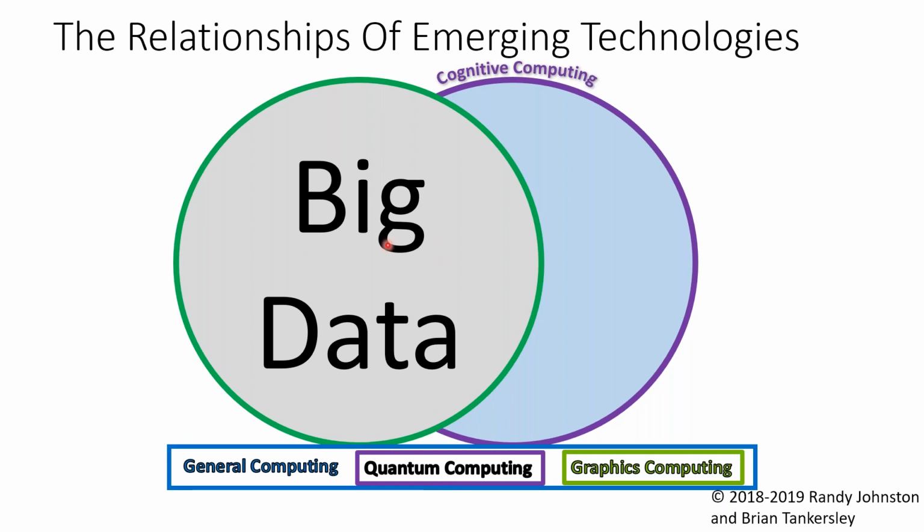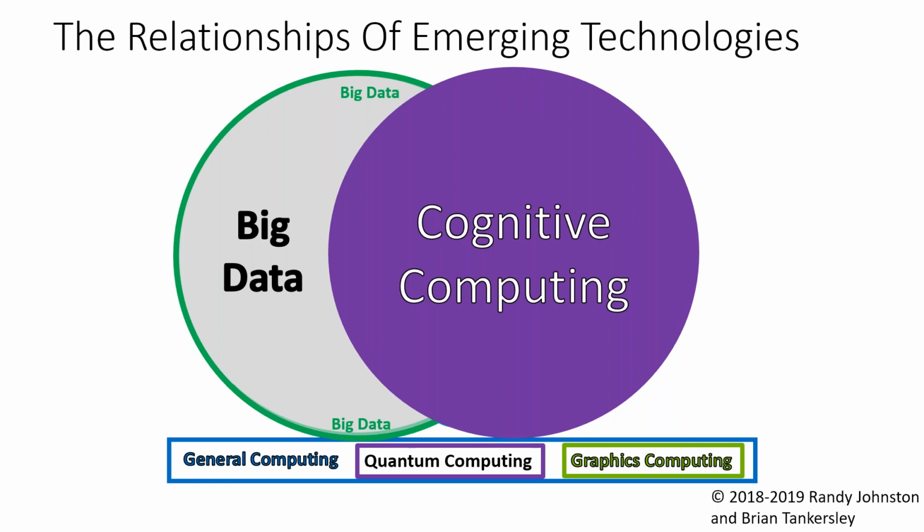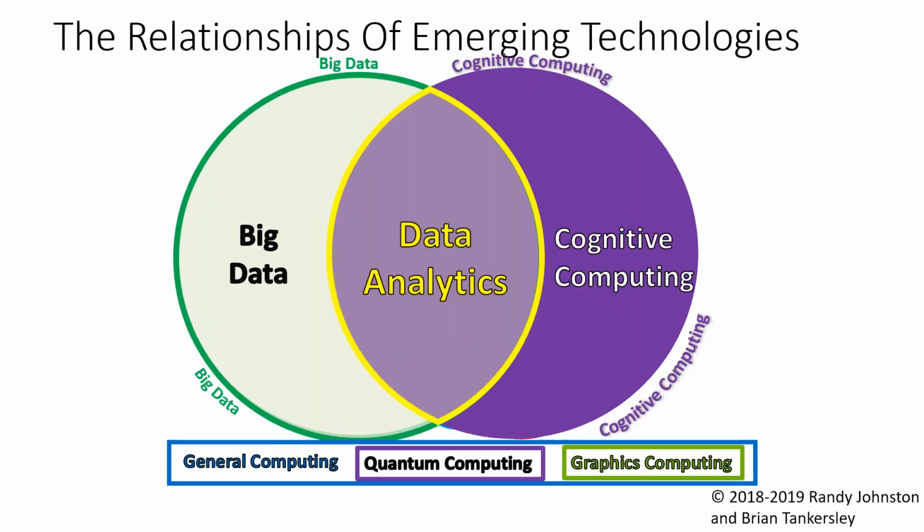Now, you can see we have big data in one of the circles over here, and we think of big data as data with 1 million or more rows. We have cognitive computing over here as well. Cognitive computing is when we're trying to do things that humans normally would do. And then we have data analytics at our intersection, okay? You've got the intersection of the three over here, and we can go forward from there.